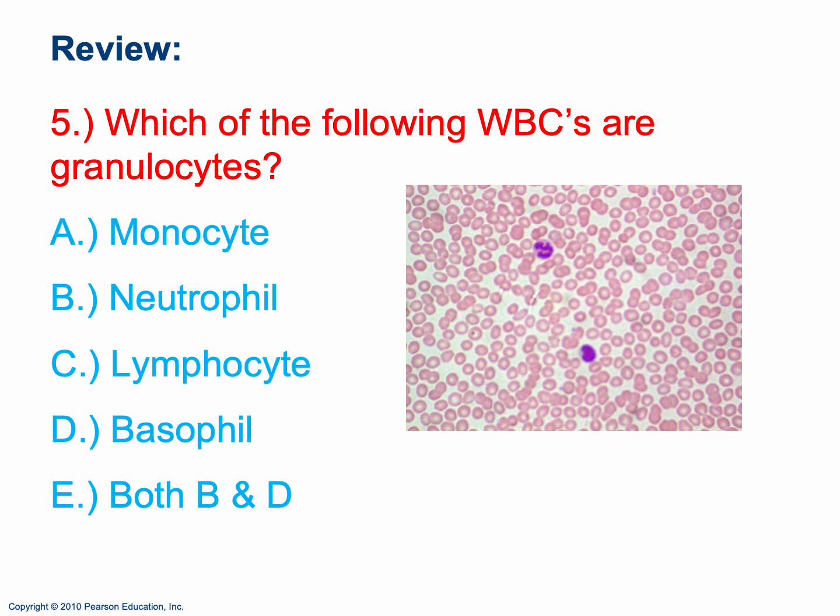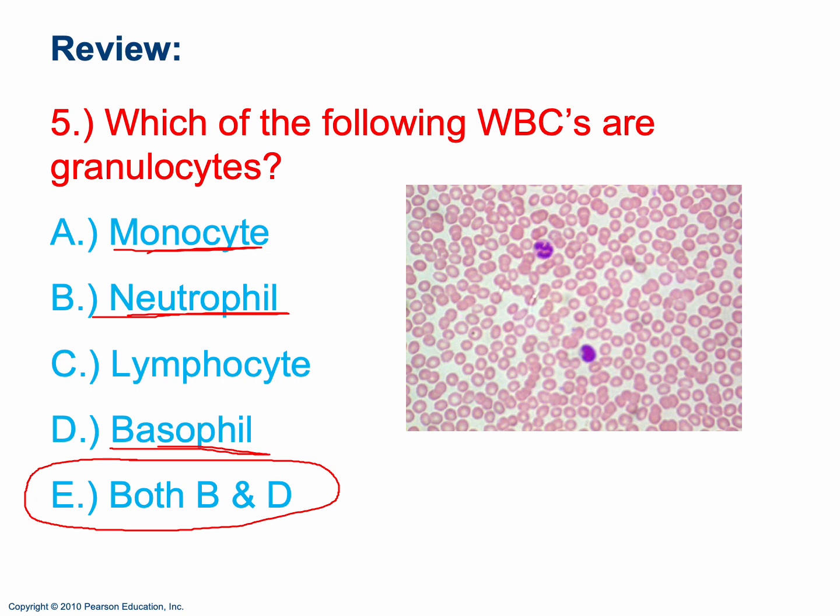All right, and the correct answer here is choice letter E. So I really hope you put that down, both B and D. Neutrophil is a granulocyte, likewise a basophil, and of course the one I don't have mentioned here is the eosinophil. And of course monocytes and lymphocytes are classified as the agranulocytes.